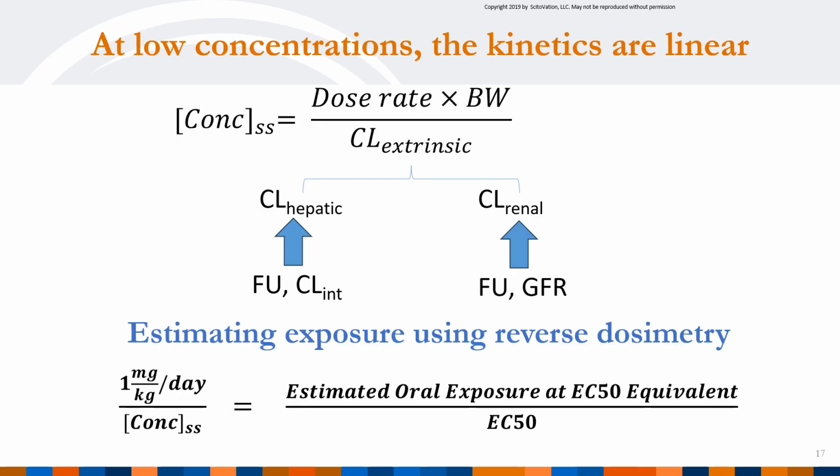Usually at low concentrations, the kinetics are linear. So that's why we can use a simple pharmacokinetic model to derive human equivalent oral exposure. For that, we need the dose rate times the body weight divided by the total clearance, so hepatic clearance and renal clearance. And then we can use reverse dosimetry. So usually we assume an exposure of 1 milligram per kilogram a day. And we calculate what the concentration at steady state is, and then we can calculate the estimated oral exposure based on the concentration at steady state and the EC50, for example, from an in vitro assay.